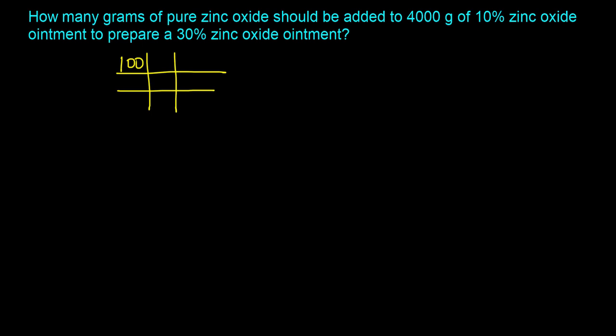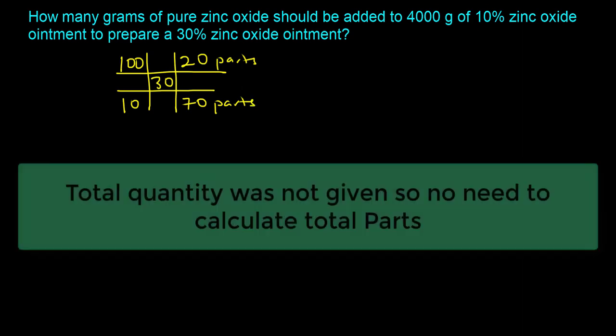Now the lower concentration is going to be 10, and our desired is going to be 30, and that goes in the middle. And so the next thing we'll do is take the 30, subtract the lower concentration from it, which is 10. So 30 minus 10 is 20, and that goes to the top right. So 20 represents the parts of the pure zinc oxide. We also take the desired concentration, which is 30, and subtract that from the pure concentration, which is 100. So 100 minus 30 is 70. That goes to the bottom right. And so you have 70 parts of the 10%. Now, in the question, we do not have a total quantity.